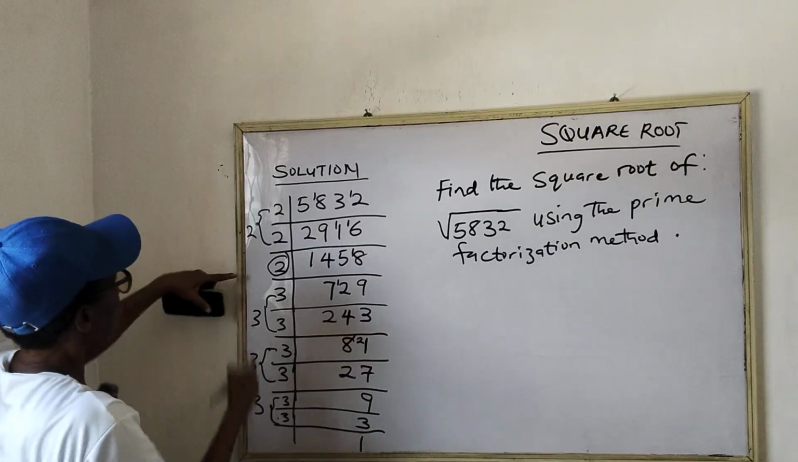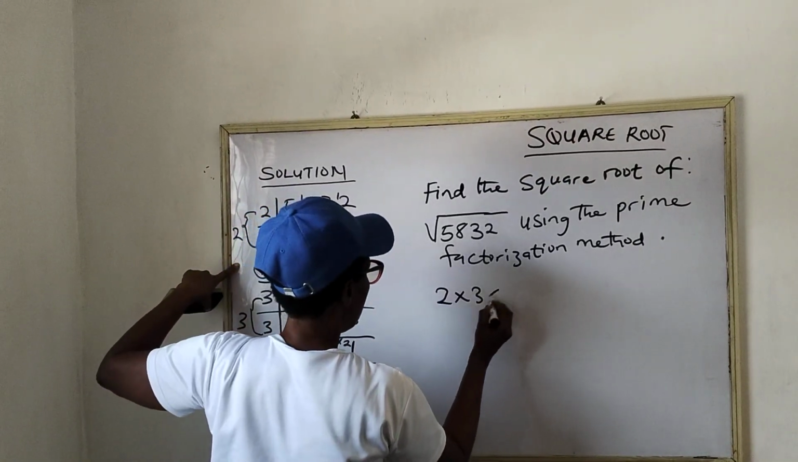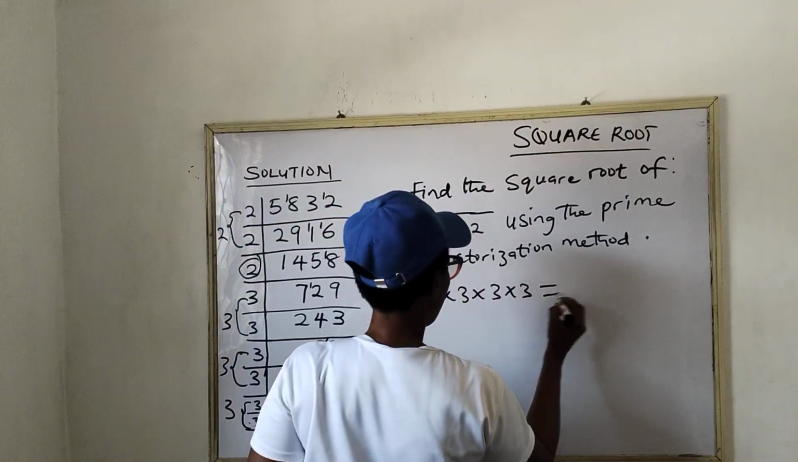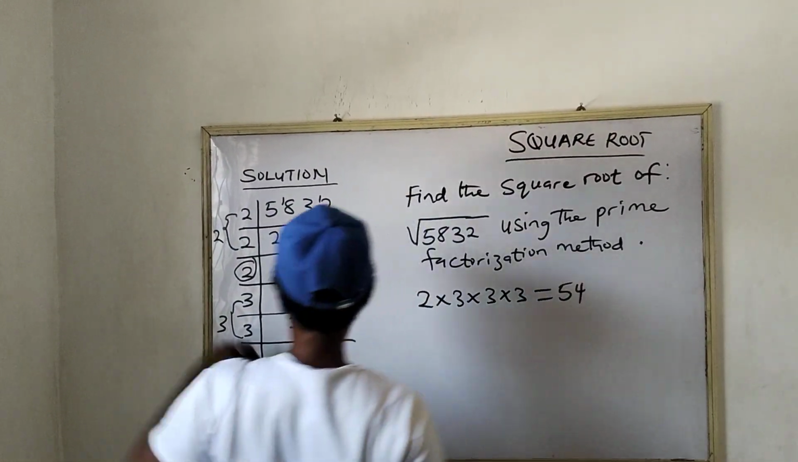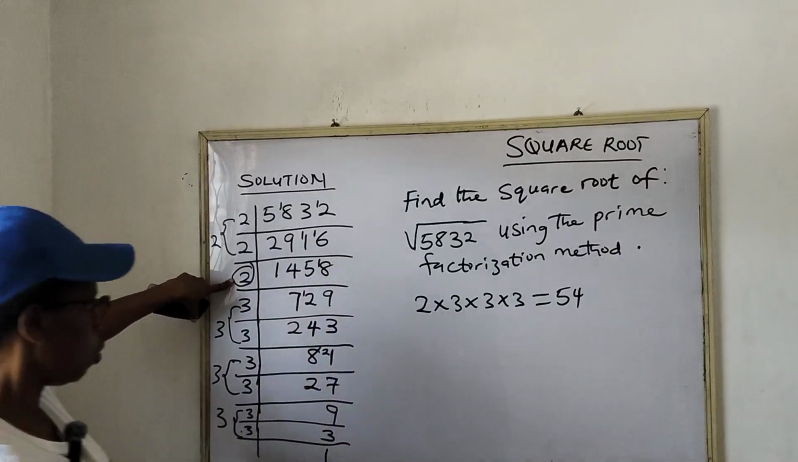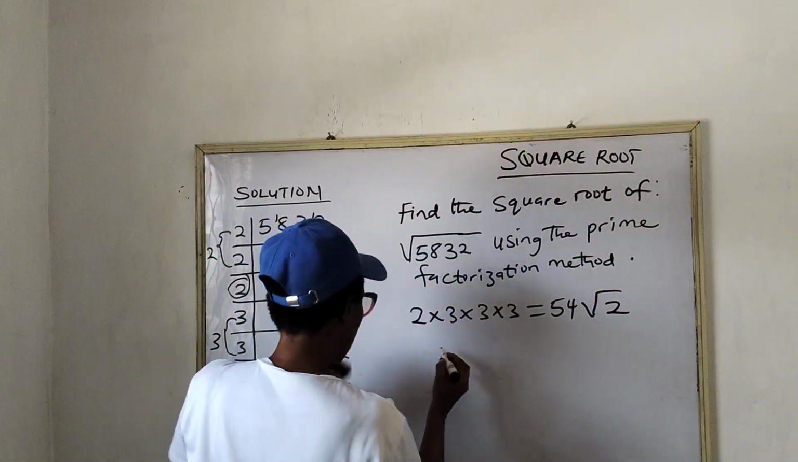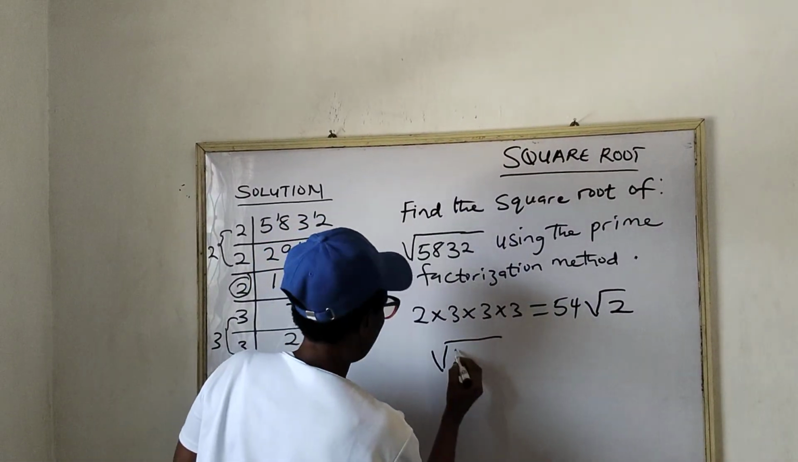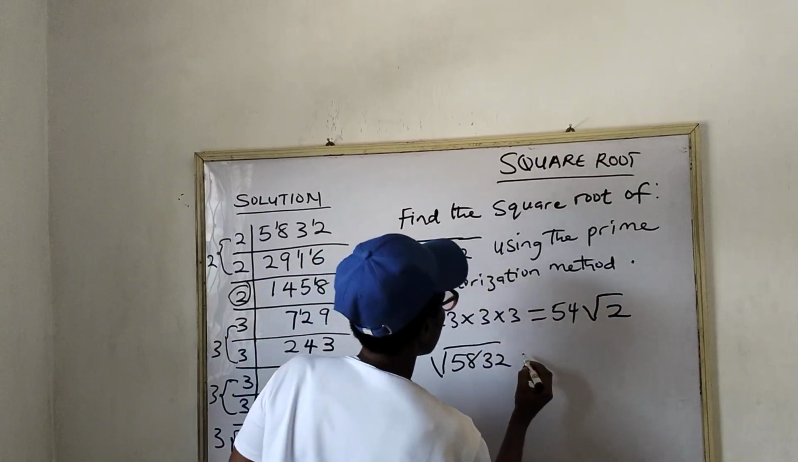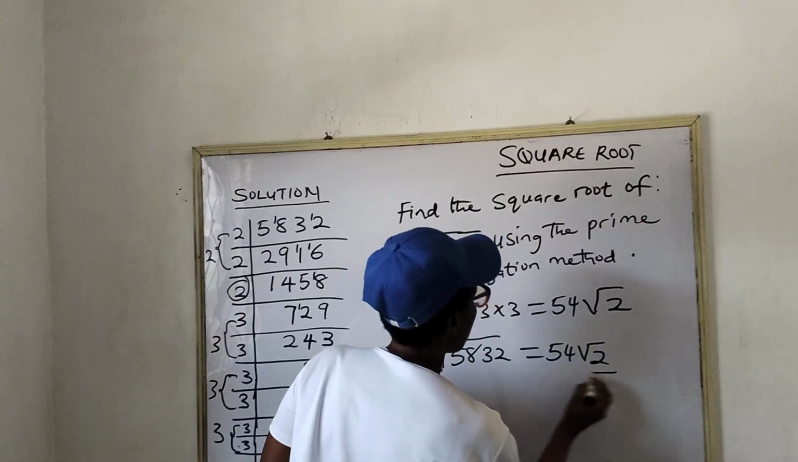So now we are going to multiply this number together. It should give us 2 times 3 times 3 times 3, which is equal to 54. But since we did not have any number to group this one with, we return it. We return the square root and put it under the square root. So therefore, the square root of 5832 is the same thing as 54 root 2, which is our final answer.